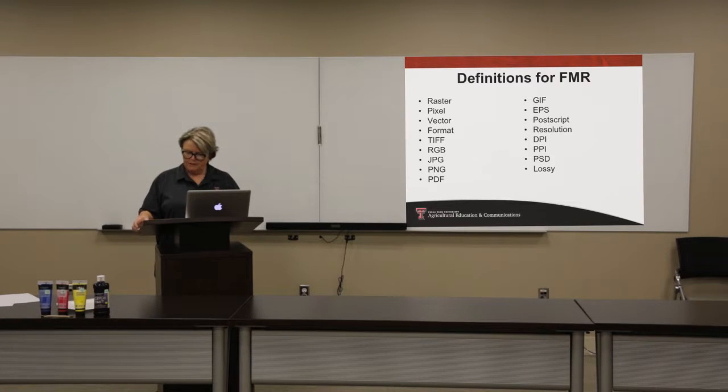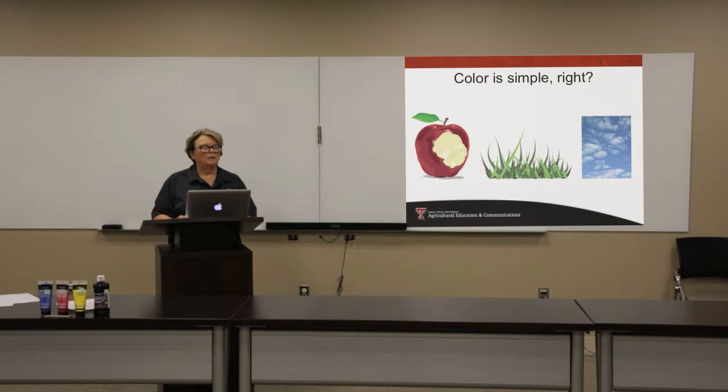So, the first thing that we're going to do is talk about color. When I say color, I'm talking about the different kinds of color that you use in the digital world. And the definitions, we will go through those as we go along. Color is really simple. We've been coloring since we could hold a crayon. Apples are red, grass is green, and the sky is blue. But it's not really that easy. So let's go on to the next thing. I was getting ahead of myself.